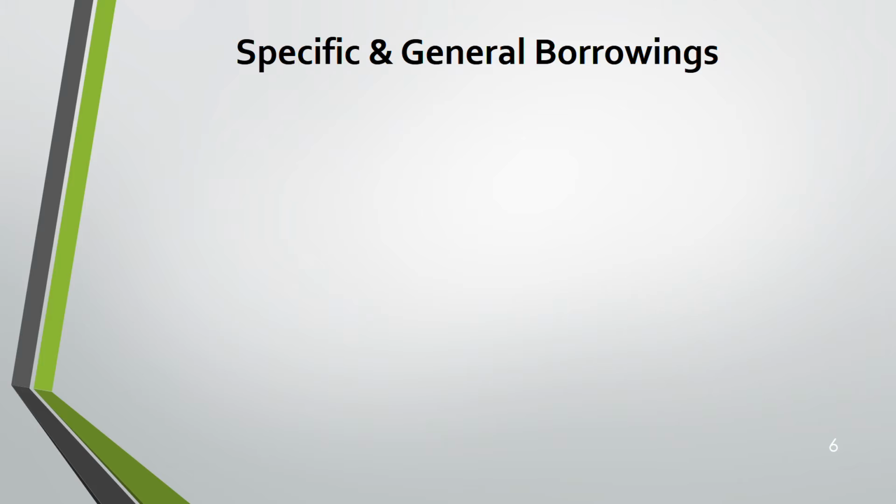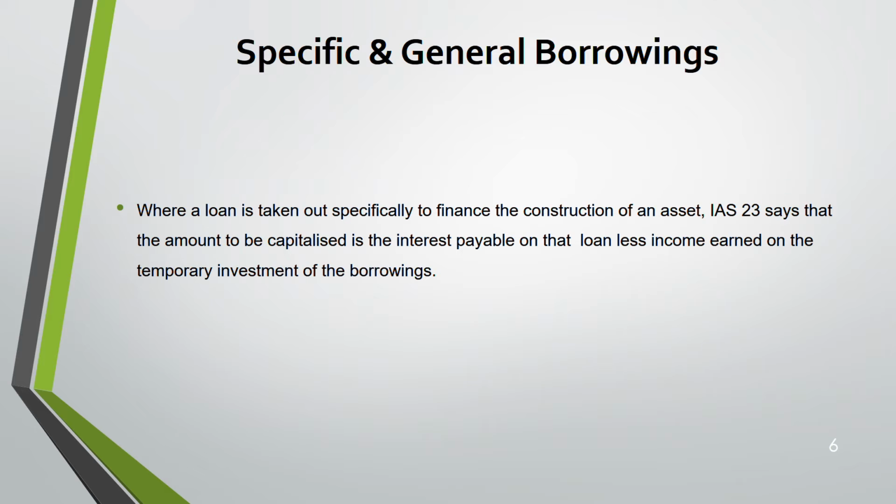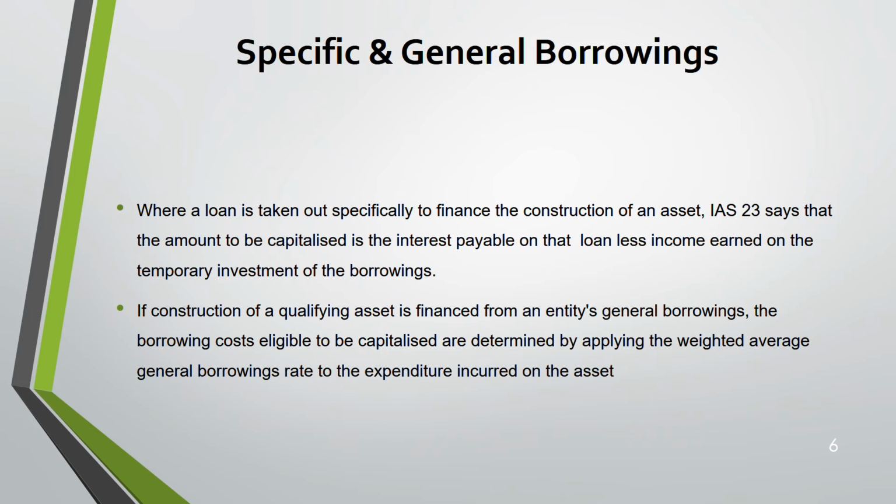Now, moving on to specific and general borrowing. When a loan is taken specifically to finance the construction of an asset, the amount that you have to capitalize is the interest payable on the loan minus any income that you have earned on the temporary investment of the borrowing. This you will understand through questions, through numbers. But if the loan is a general loan through which you have financed, then you have to use a weighted average for the borrowing cost that you can capitalize. To capitalize it, you have to apply a weighted average.